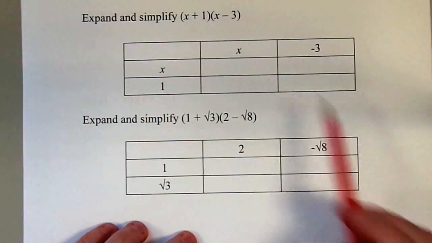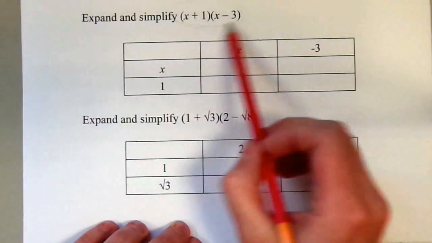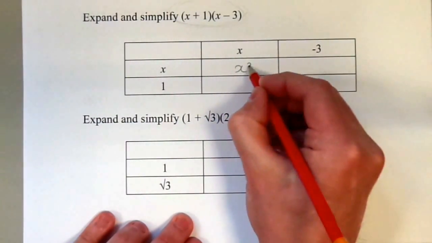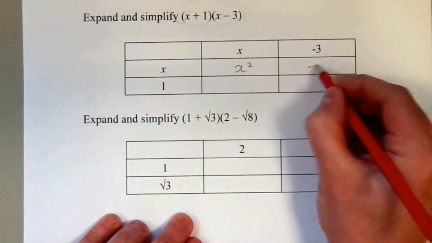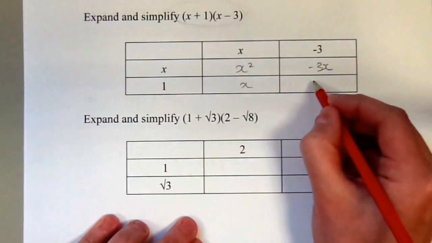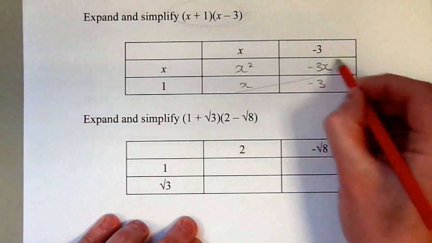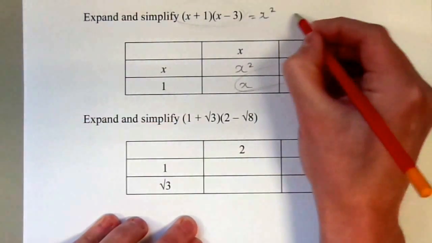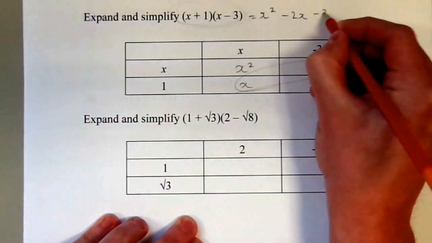Okay, quick recap of multiplying out brackets like this. Using the grid method, we've got x times x is x squared, minus 3 times x is minus 3x, 1 times x is x, and 1 times minus 3 is minus 3. And then these two x terms can be collected together to give you x squared minus 2x minus 3.